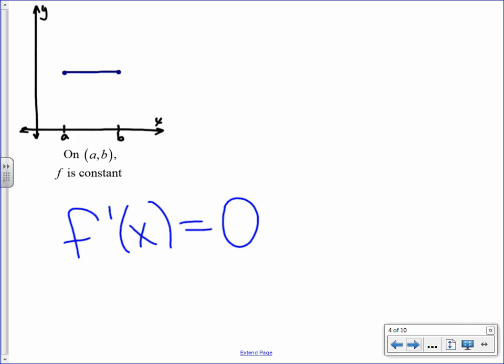It's on the domain A and B. A to B. Is A and B inclusive? No, that's why it's open parentheses. Okay, that's a good point. Do you see how we have open parentheses here?